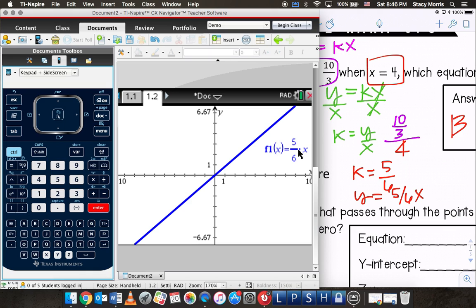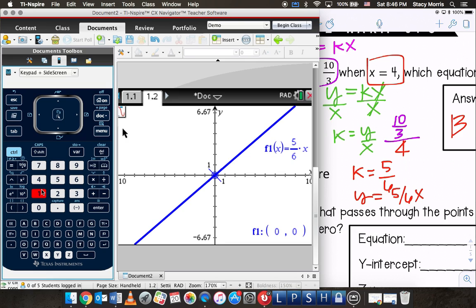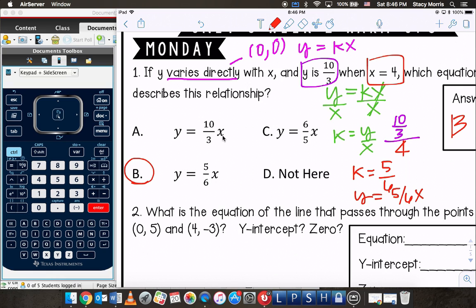Enter. So when I go to x is 4, I should get a y of 10 thirds, which again is 3.3 repeating. So I'm going to trace menu, 5 is trace, 1 graph trace. I'm going to type 4, so it'll go to where x is 4. There it is, at 4, 3.3 repeating. So if you had graphed these other options, when you went to where x is 4, you would not get that same y value. So you should be able to eliminate those. The other option is just to plug 4 in, right?